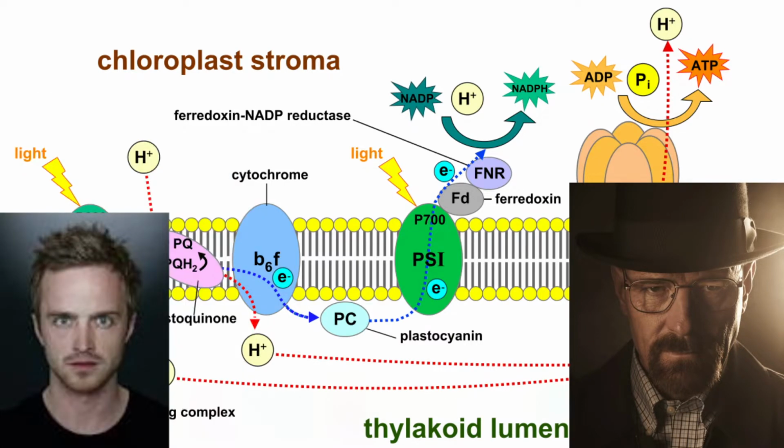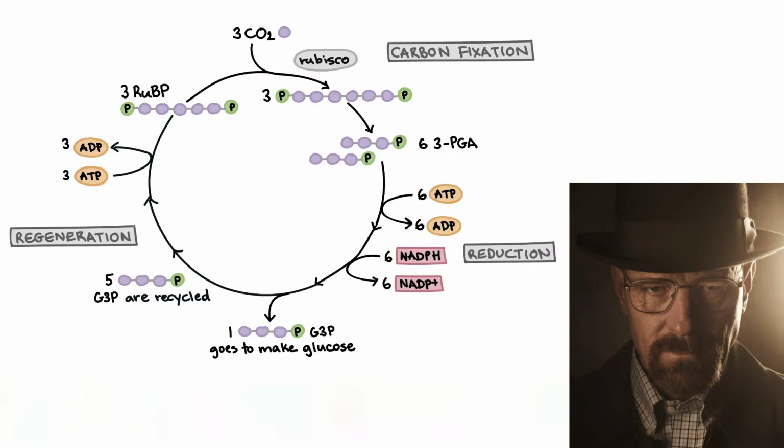Oh, great. It gets back the electron. In the stroma, the ATP and NADPH are used to create glucose in a process called the Calvin-Benson cycle. An enzyme called rubisco takes a molecule called RuBP and connects it to a CO2 molecule to create a new molecule, which immediately splits into two other molecules called 3-phosphoglycerate.